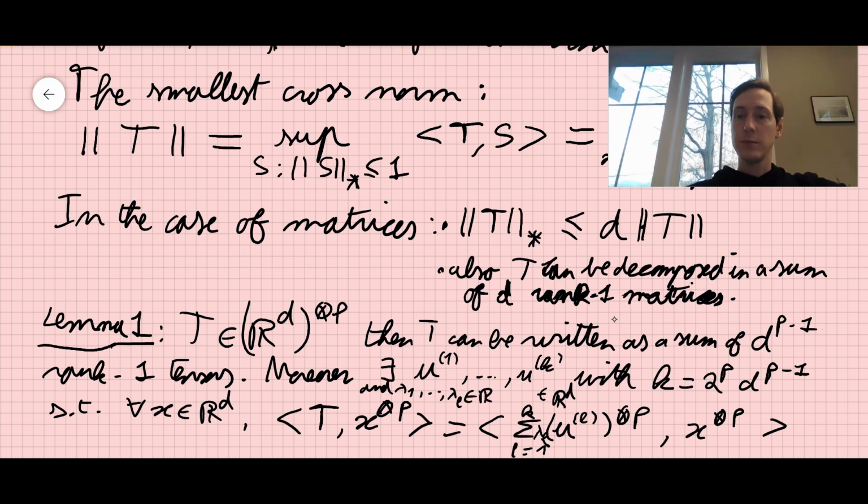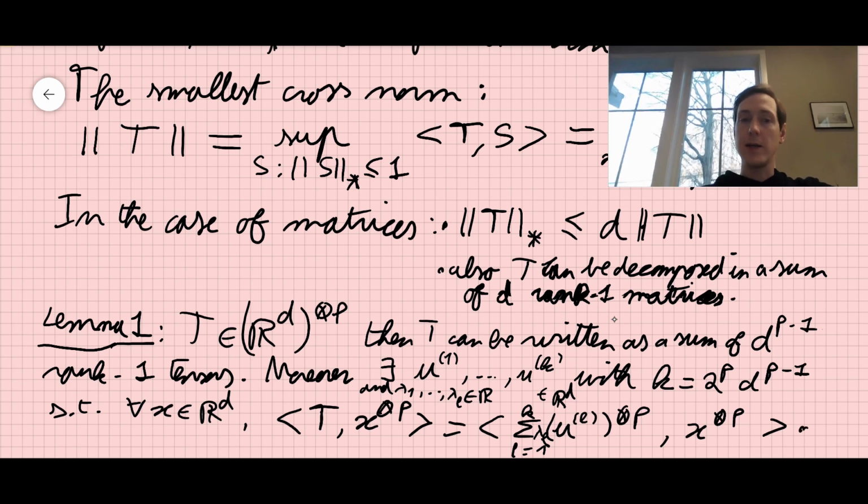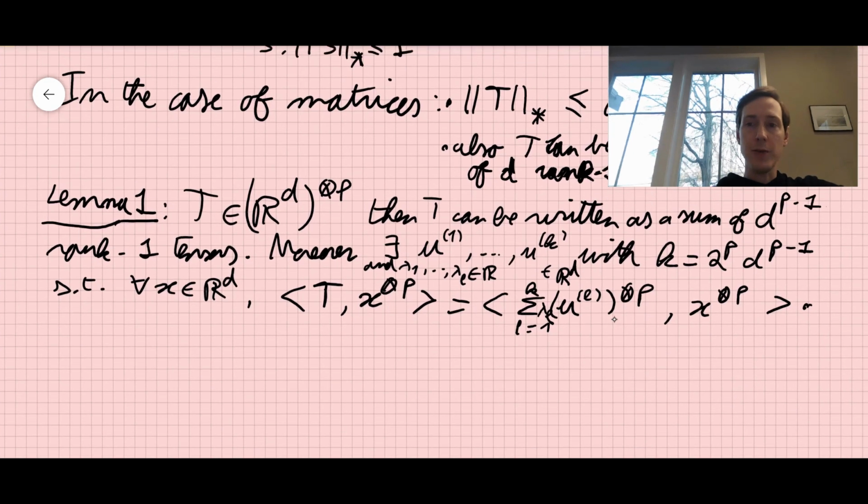So there exist u_1 up to u_K and lambda_1 up to lambda_K, real coefficients, such that this is true. So not only can you write a tensor of order P as a sum of d to the P minus 1 rank 1 tensors, in fact, if all you care about is the action on symmetric tensors, then you can write it as a sum of the same order of rank 1 symmetric tensors. Okay, so let's see a proof of this.